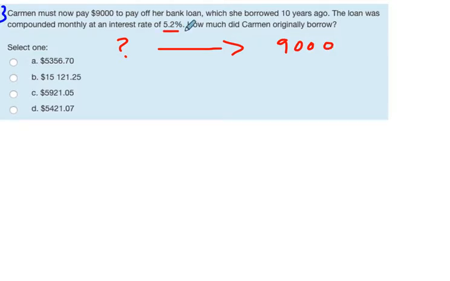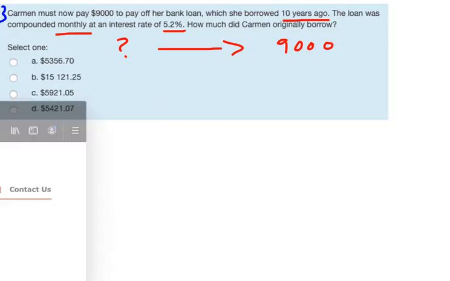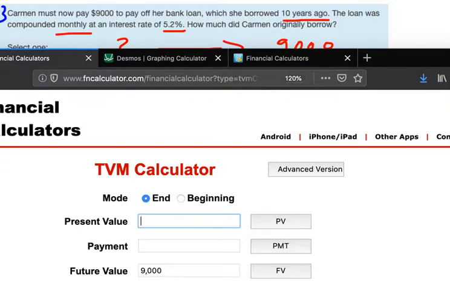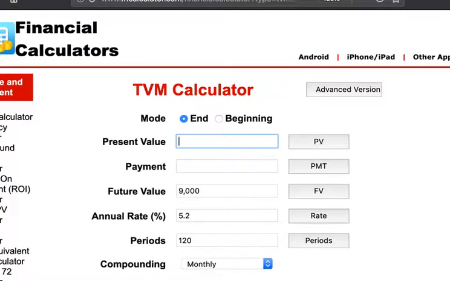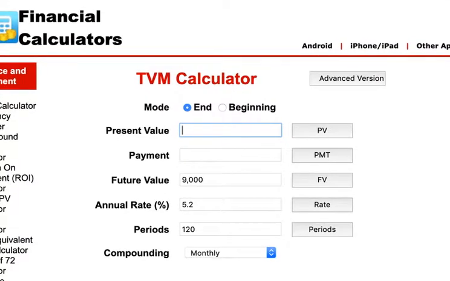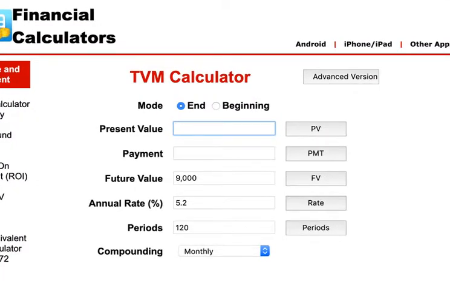Now our interest rate is given to us. We know it's compounded monthly, and we know the time is 10 years. So our number of periods, or compounding periods, because it's compounded monthly, would be 10 times 12. So what do we do with that? Well, we can use a financial calculator. So I like the TVM calculator right here. And you can see our future value is $9,000. That's how much the loan's worth at the end. And we want to find out what was it to begin with.